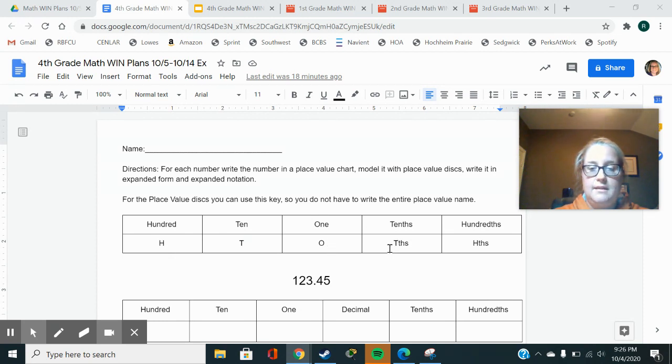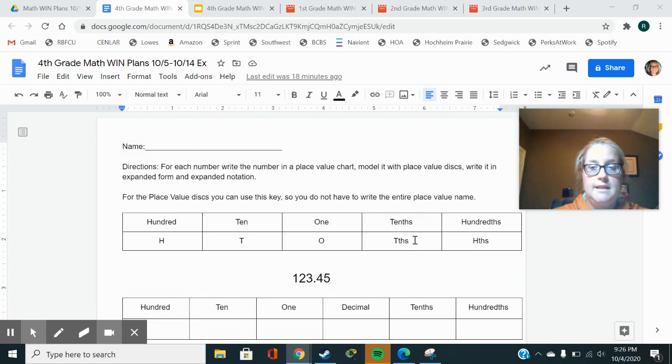For tenths, you're going to put a big T and then THS. This lets me know you're talking about tenths. And then the last one is for hundredths, and we're going to put the big capital H and then THS at the end because that tells me it's for hundredths.